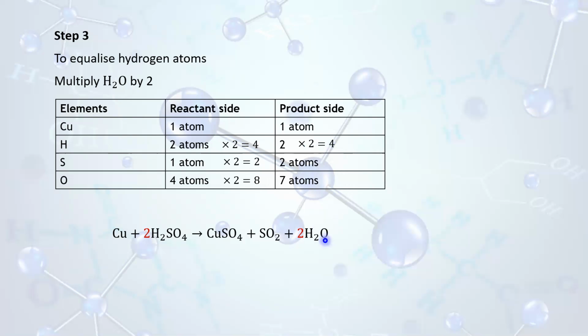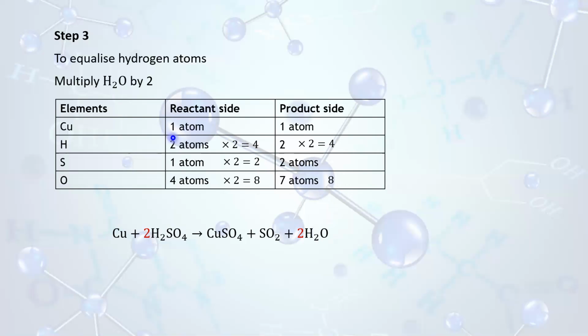What about oxygen? As here oxygen atom is also present, the number of oxygen atoms also changes. Count the oxygen atoms on product side. 4 plus 2 is 6, plus 2 is 7, plus 2 is 8. So our equation is balanced now.